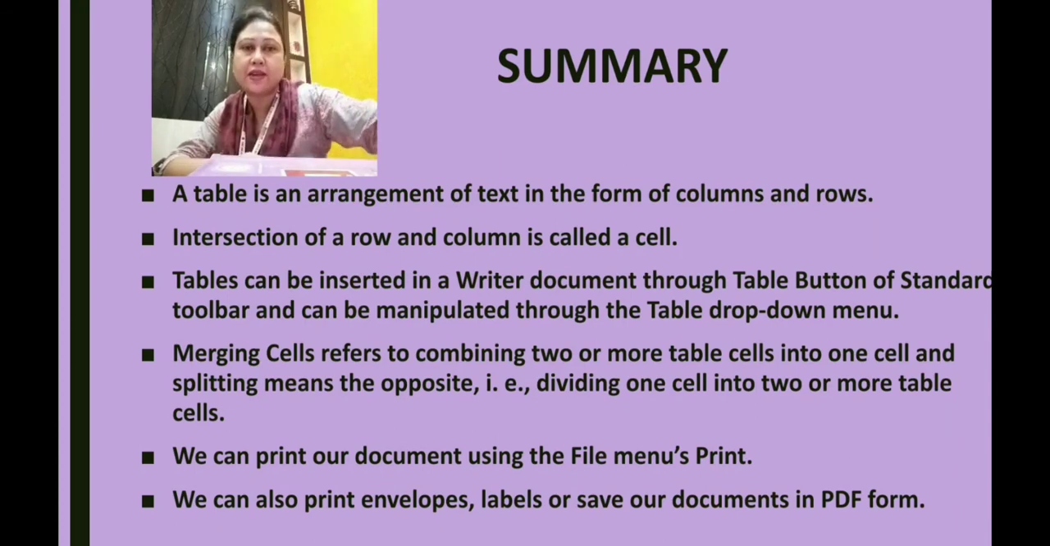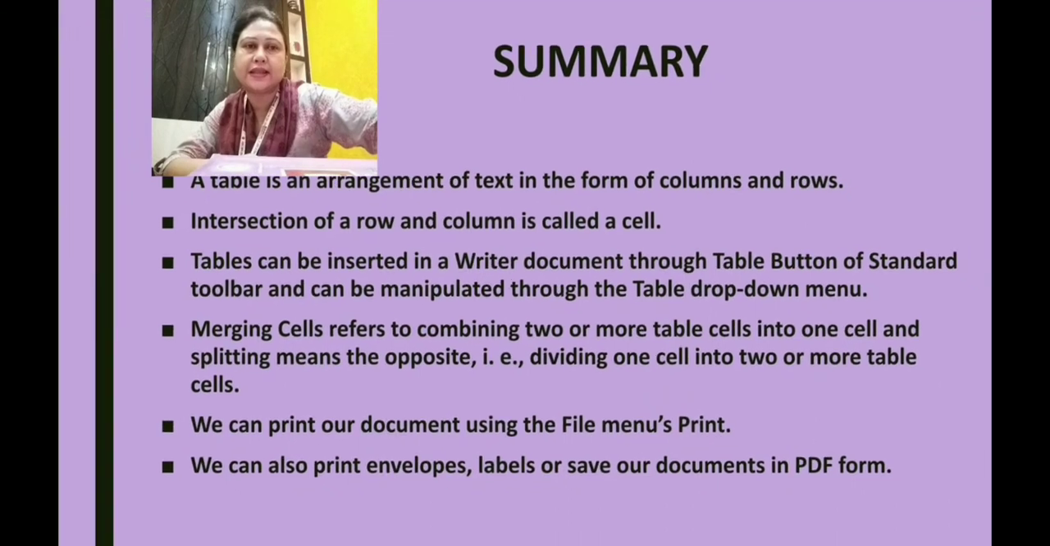And tables in Writer can be inserted through the table button which you will find in the standard toolbar, and they can also be manipulated through the table drop down menu. Then we also recapitulated that merging of cells in a table refers to combining two or more table cells into one particular cell, and splitting means just the opposite, that is dividing one cell into two or more table cells. So we can split in two ways, that is one in a horizontal way and the other in a vertical way.